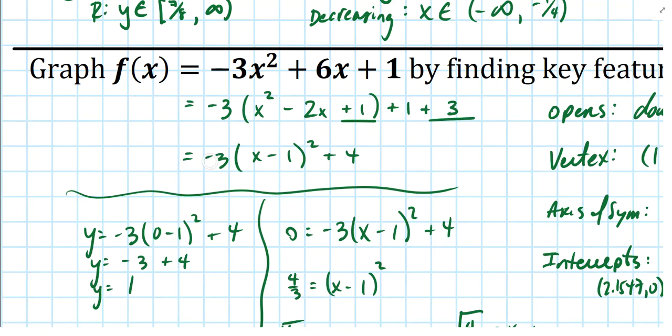Therefore, in our vertex form, we have an a value of negative 3, the h value of positive 1, that's the opposite of the number shown in the grouping symbol, and a k value of 4. Therefore, our graph will open down. It's 3 times as tall as normal. Its vertex is located at 1, 4, and its axis of symmetry is at x equals 1.